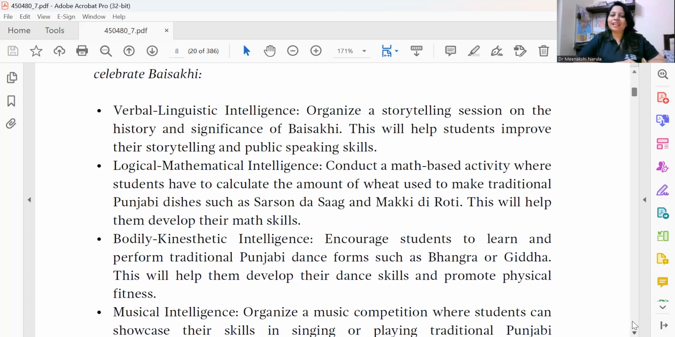Talking about bodily kinesthetic intelligence, you may encourage your students to learn and perform traditional Punjabi dances such as Bhangra and Gidda, right? And this will help them develop their dance skills and promote physical fitness. A number of beautiful Punjabi songs are there that can be used with children. They will be able to rock. Okay, so those kinds of stupendous performances can be given by your students.